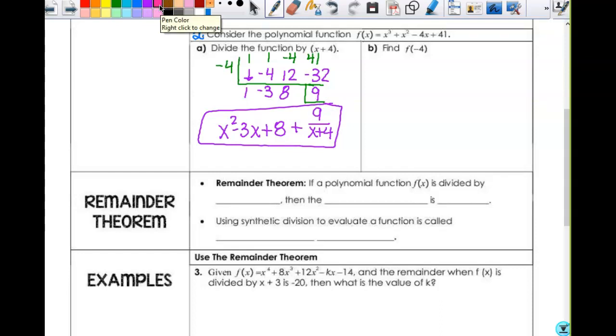We're going to do B. For B, I want to find f of negative 4. That means I'm just substituting in negative 4. So f of negative 4 equals negative 4 cubed plus negative 4 squared minus 4 times negative 4 plus 41.